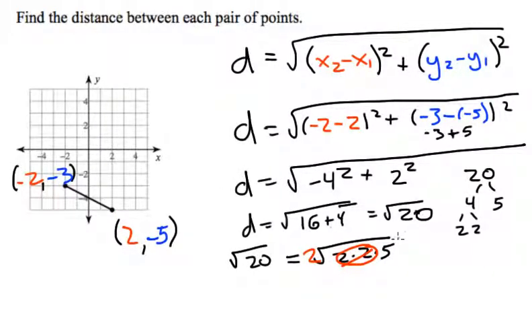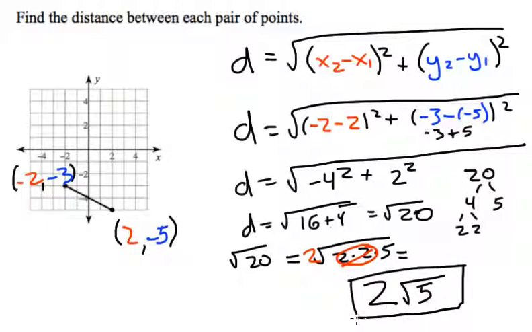So what I'm left with is then on the outside I have 2, and on the inside I have root 5. So the answer is that these 2 points are 2 root 5 apart from each other.